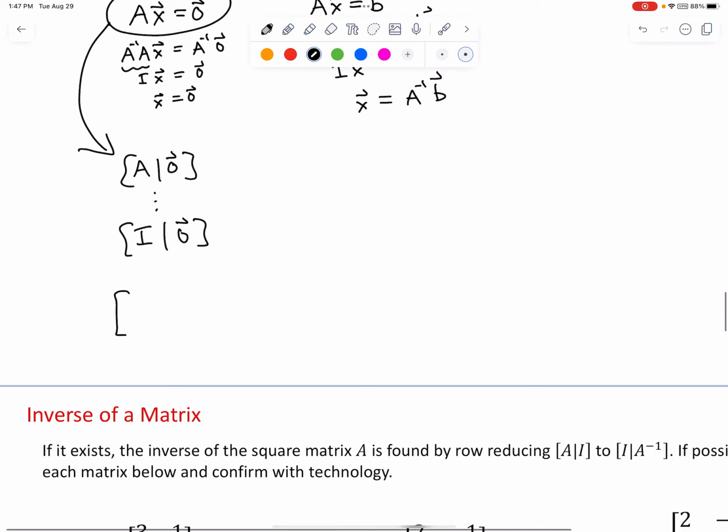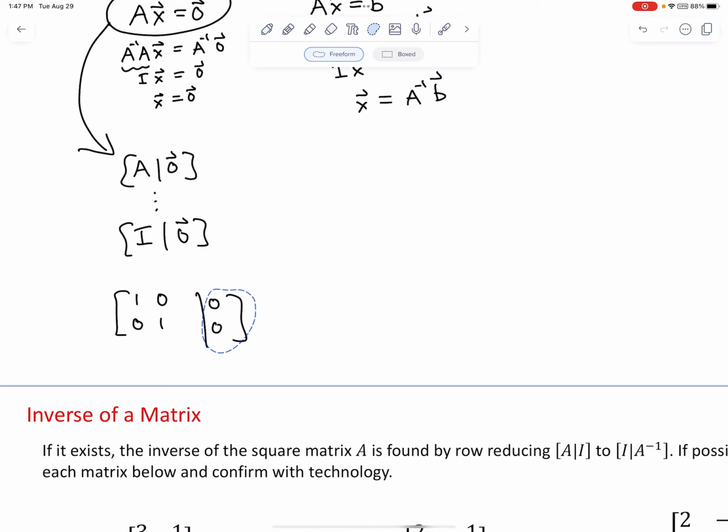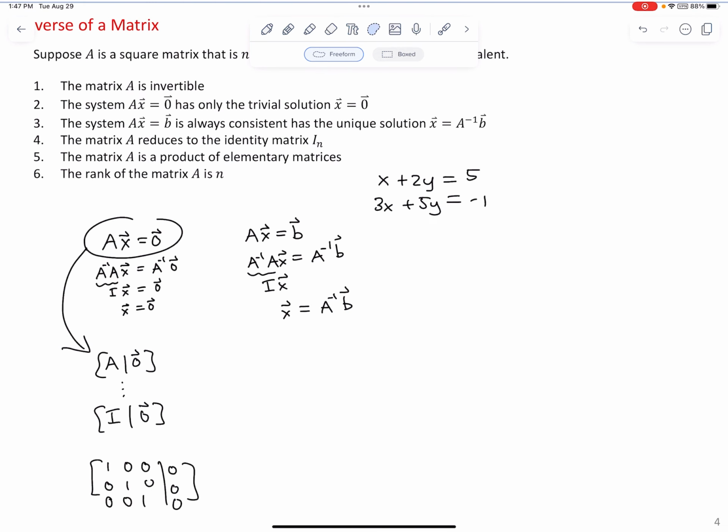So, for example, in the case of a 2 by 2, this would be your augmented result. Convert this back to an equation, it would read x equals 0, y equals 0. And if this was a 3 by 3, then this should be the result of your augmented matrix, suggesting that x, y, and z all have to be 0. Any dimension it is, the matrix A, when you do enough appropriate row operations, should become the matrix I, so that we can make the claim that all the variables have to be 0. All right, so the matrix A reduces to the identity matrix. In other words, the identity matrix is the reduced row echelon form of the matrix A.